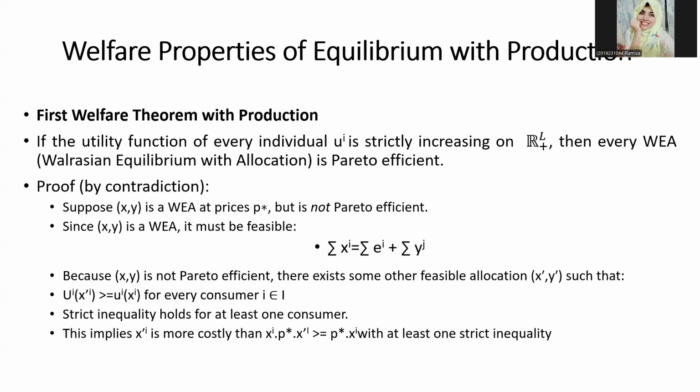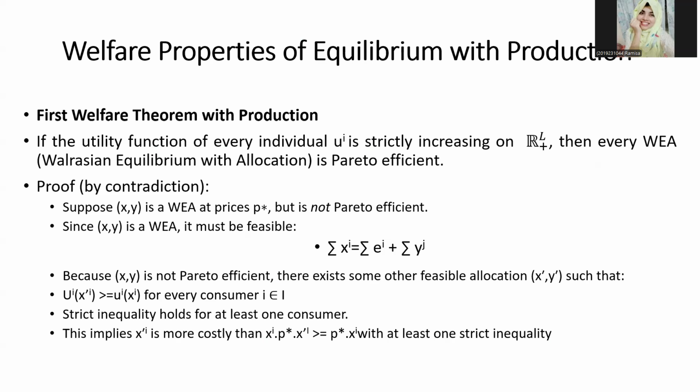Now, a simplified proof by contradiction. Let's walk through a quick proof to understand why this holds. Assume a competitive equilibrium allocation, say (x, y), at prices p star is not Pareto efficient. This allocation is feasible: total consumption equals endowments plus production. Since it's not Pareto efficient, there is another allocation, say (x bar, y bar), where at least one consumer is better off and no one is worse off.